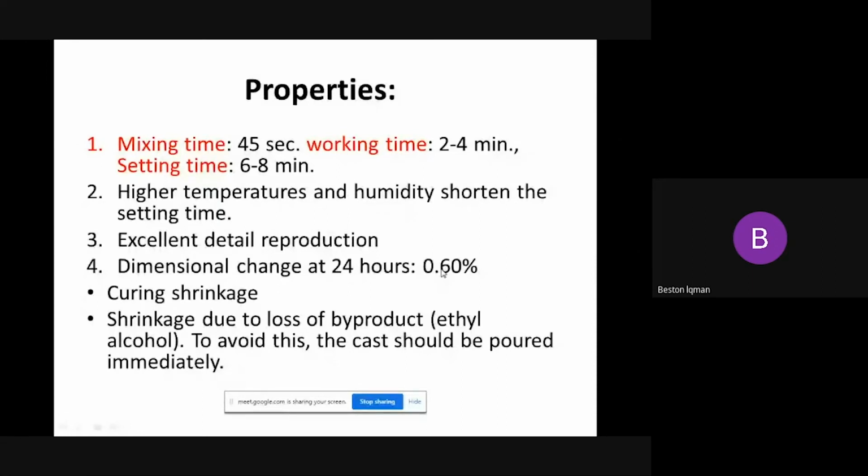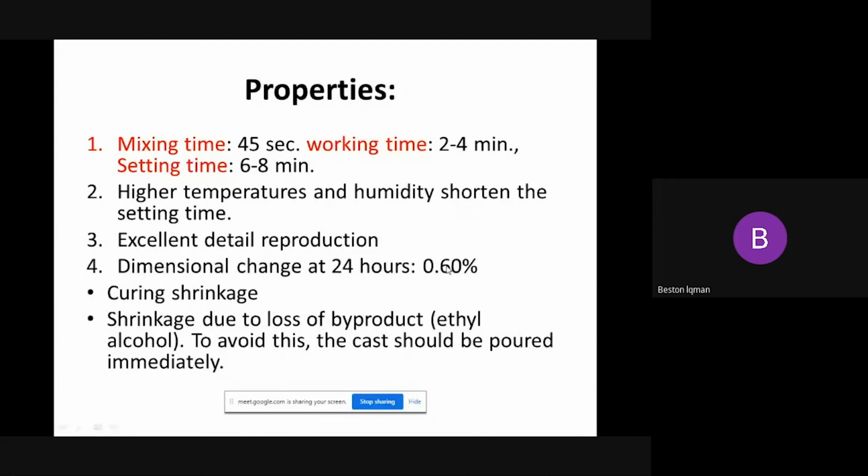This is your question? No, my question is whether it will be low dimensional change. Yes, that's right, the dimensional change is low. But it is not so good, so I should pour it quickly. The dimensional change at 24 hours is about 0.6. It is better than some impression materials. When you compare to A-silicone, it's better than C-silicone, and C-silicone is better than alginate.